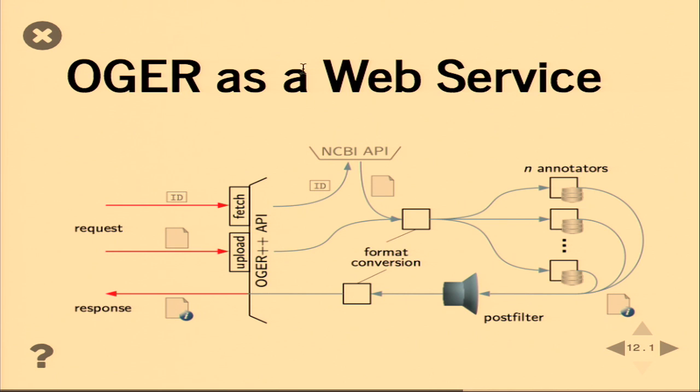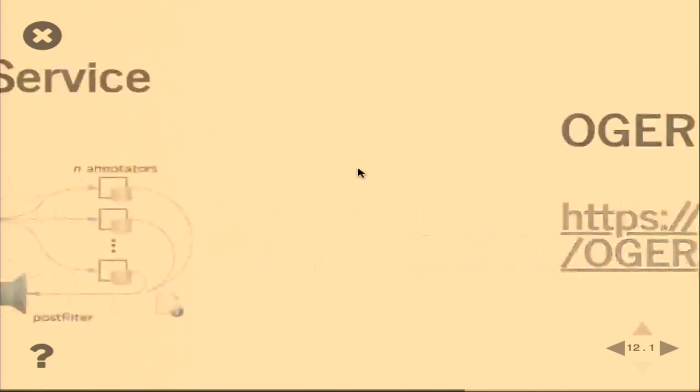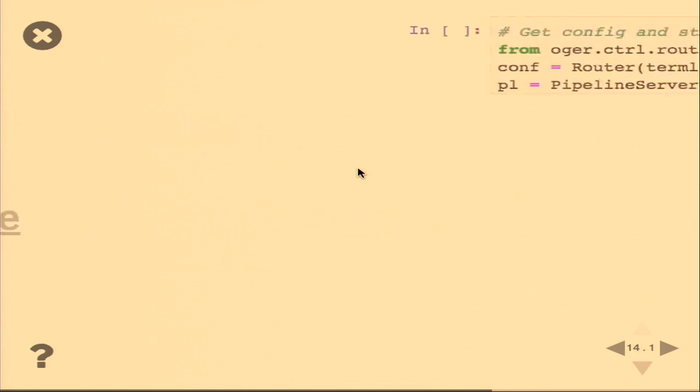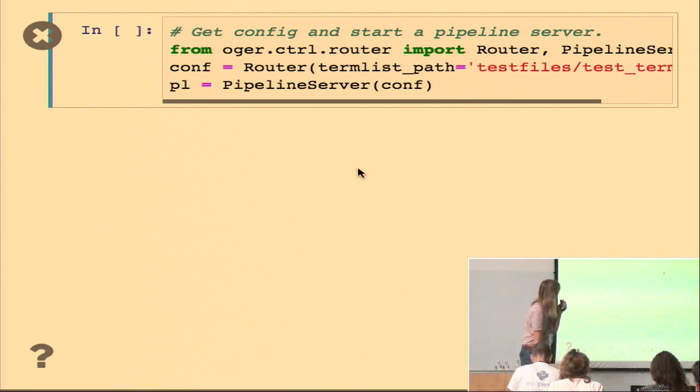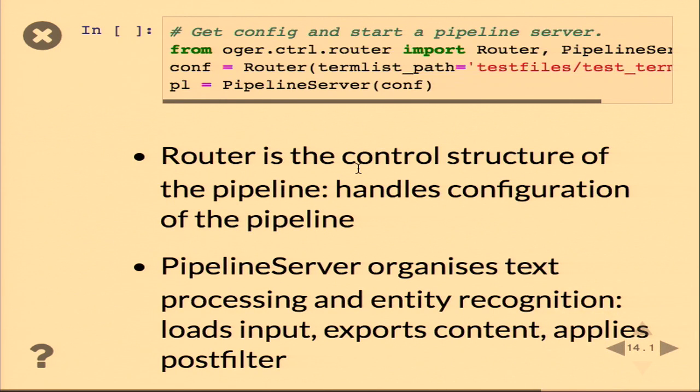I was going to demonstrate that, but maybe I just go to the, well, there should be a link, but now it's cut. So I'm just going to show how to use it as a library. There's some code on GitHub. If you want to try it out, you can find it here. Okay, this is also cut off, but I will still run it. So you have two main components that are needed, a router and a pipeline server. The router takes care of the control structure of the pipeline. It handles the configuration. And the pipeline server organizes the text processing and the entity recognition and input-output.